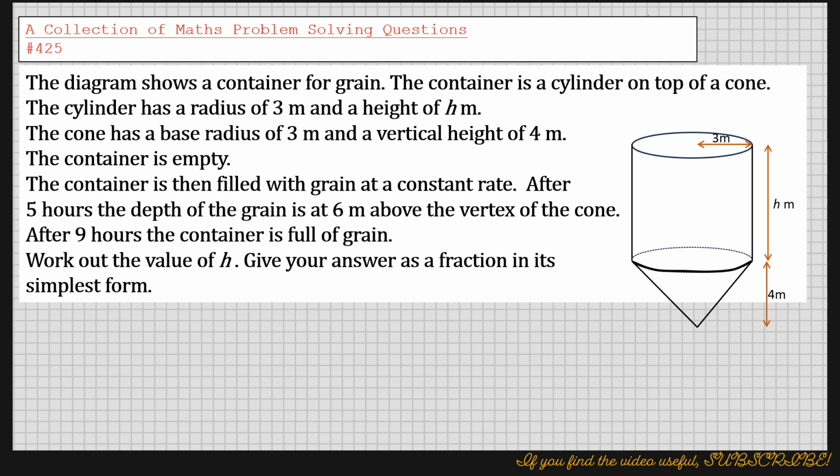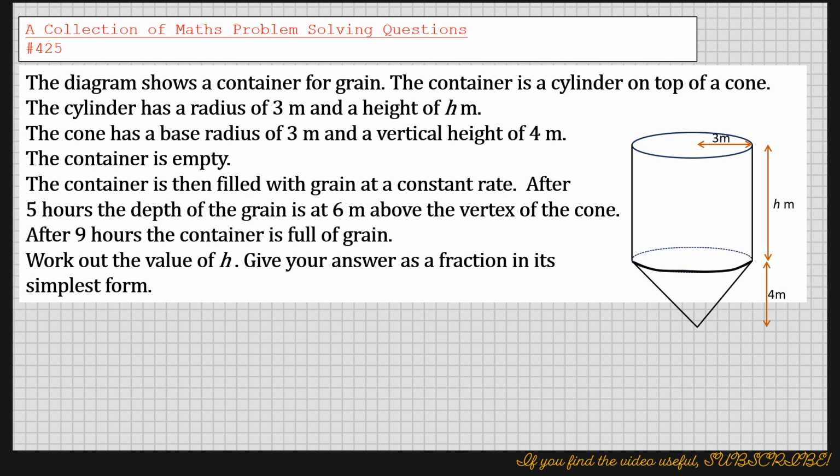The diagram shows a container for grain. The container is a cylinder on top of a cone. The cylinder has a radius of 3 meters and a height of h meters. The cone has a base radius of 3 meters and a vertical height of 4 meters.